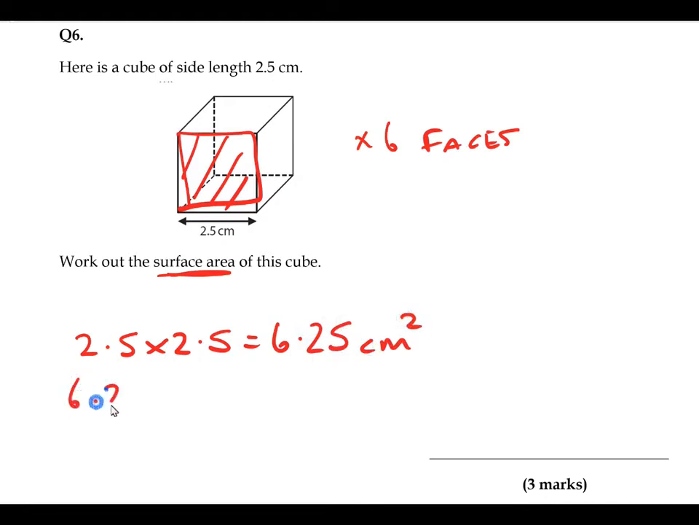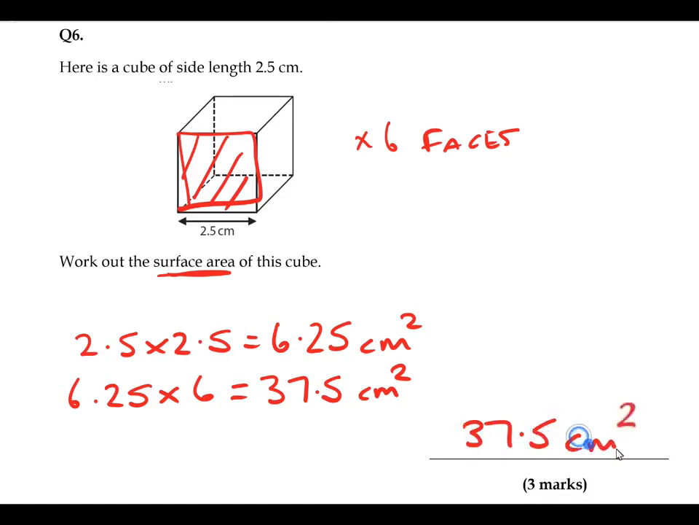And there are 6 faces, each with this area, because it's a cube, they're all the same. So 6.25 times 6 equals 37.5, and the units are centimeters squared because it's the surface area of this cube. So 37.5 centimeters squared, and that's worth 3 marks.